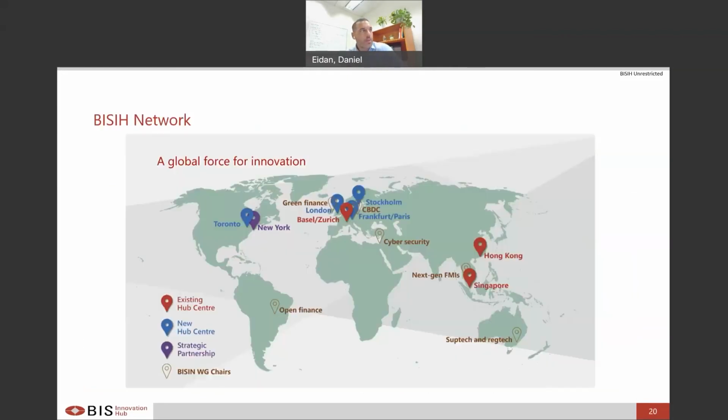A quick overview of the map. So you can probably see the locations that I called out. You can see that the location markers in red are existing hubs. The location markers in blue are new hub centers that are popping up right now. The ones in purple are strategic partnerships, and then the ones in brown and kind of not filled in are working group chairs. So, for example, green finance is chaired out of London, cybersecurity is chaired out of Israel, and SupTech and RegTech is chaired out of Australia.